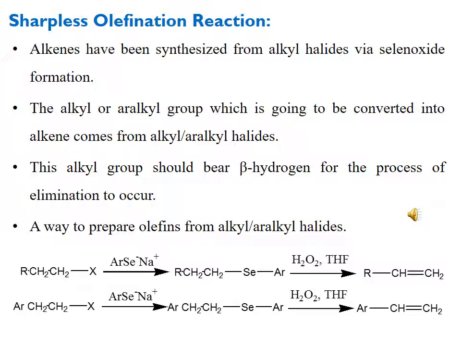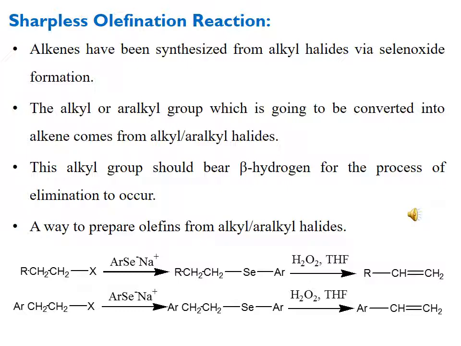So the alkyl or R-alkyl group should be present in the alkyl halides for the formation of alkene. Another condition for this alkyl or R-alkyl group of the alkyl halide is that it should bear a beta hydrogen, because in the last step of this reaction there is an elimination reaction. Due to this elimination, alkene is formed, and that elimination requires the presence of a beta hydrogen in the alkyl or R-alkyl group. So overall, this method is a way of forming olefins from alkyl or R-alkyl halides.